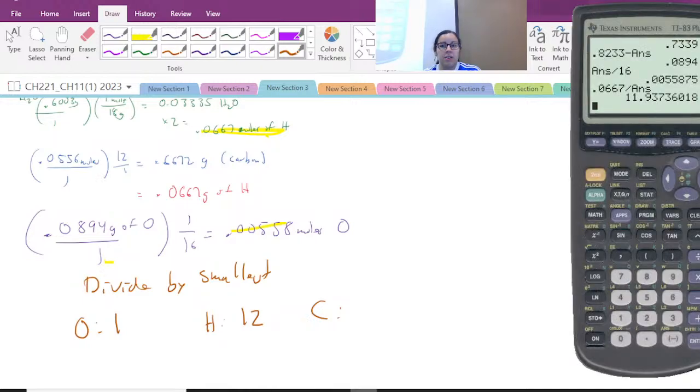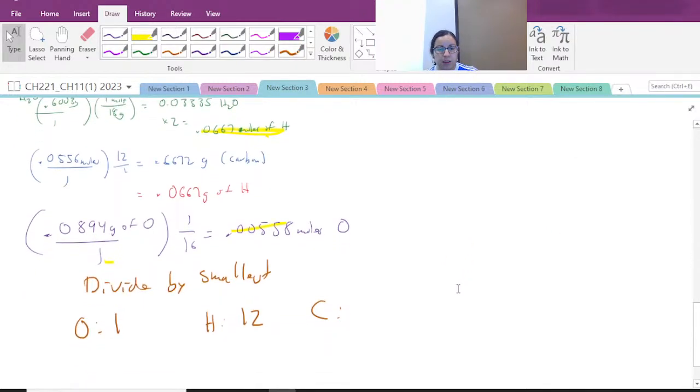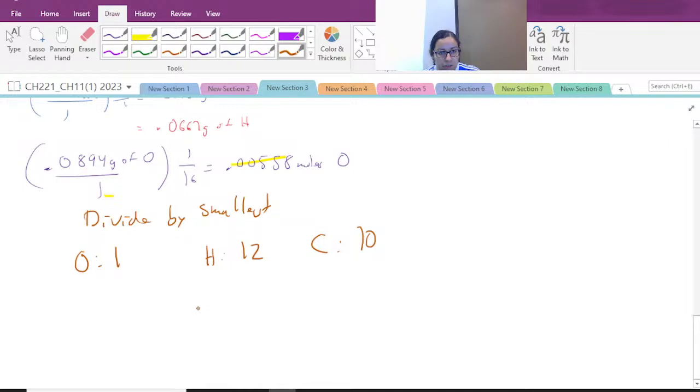And then carbon, so carbon was 0.0556. I'm going to assume it's going to come out close to 10. I'll punch it in. 9.96, so that's pretty close to 10. I felt pretty comfortable just rounding to those nearest whole numbers, since again they were within the 0.1. And so now I'm pretty comfortable with this formula: C10, H12, O. And you could put the 1, but.